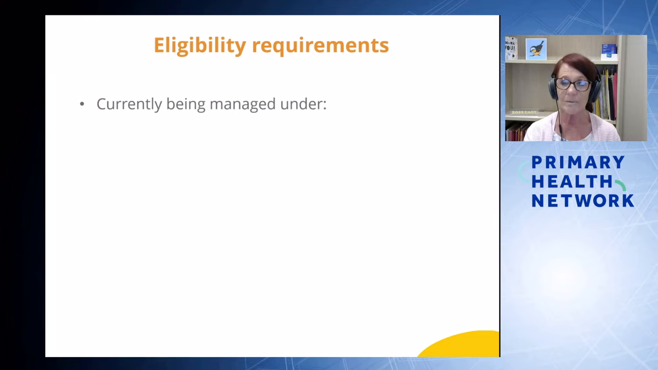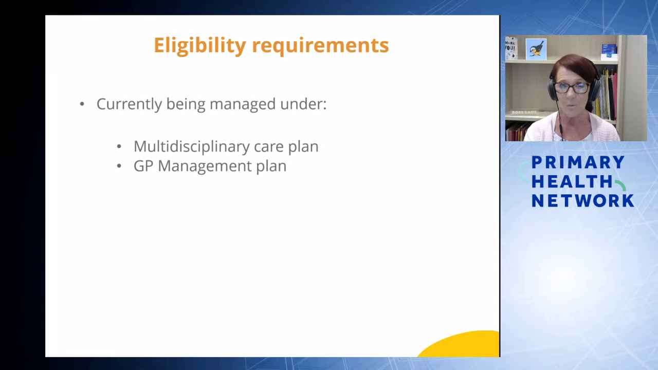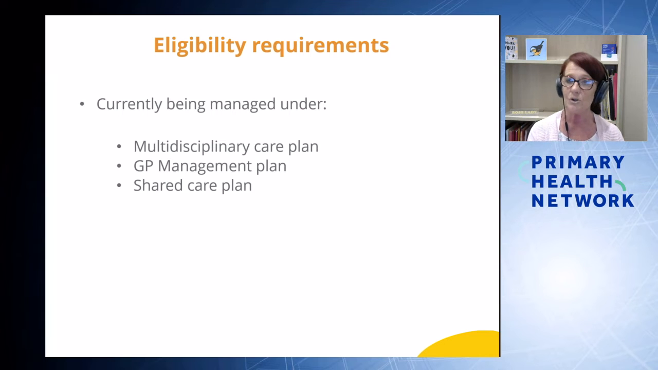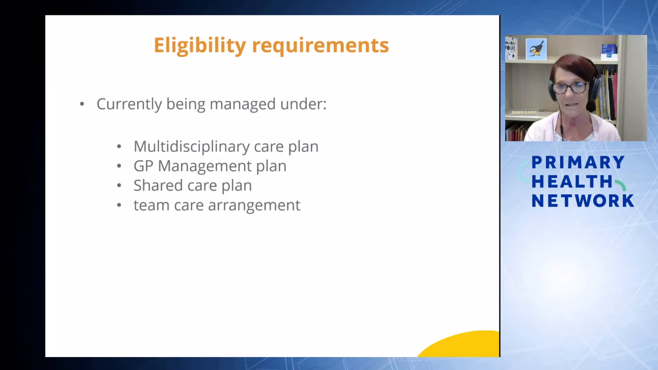Okay. In order to be eligible for these services, the resident must be currently managed under one of the following: either a multidisciplinary care plan, which is the care plan created within the facility, or a GP management plan. Now, if you have a resident who has been previously managed under a management plan within general practice prior to being admitted to an aged care facility, you can actually still use the 732s or the equivalent item numbers to manage their chronic conditions. So it can be one or the other, can't be both. The shared care plan, and of course, team care arrangements.